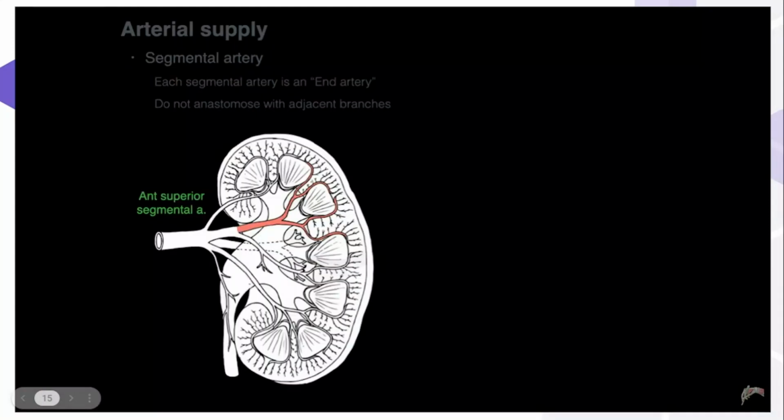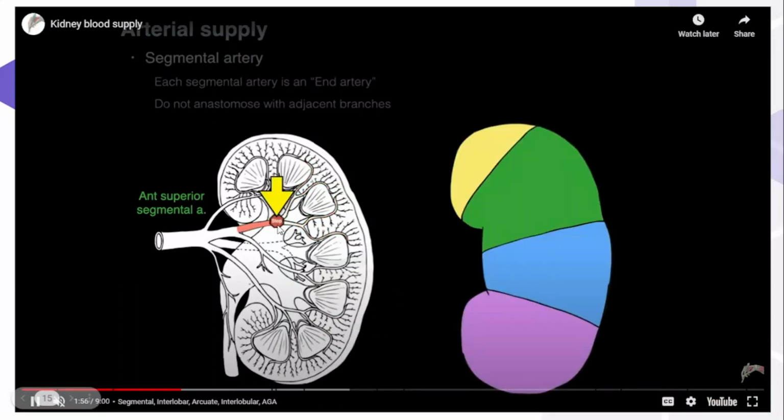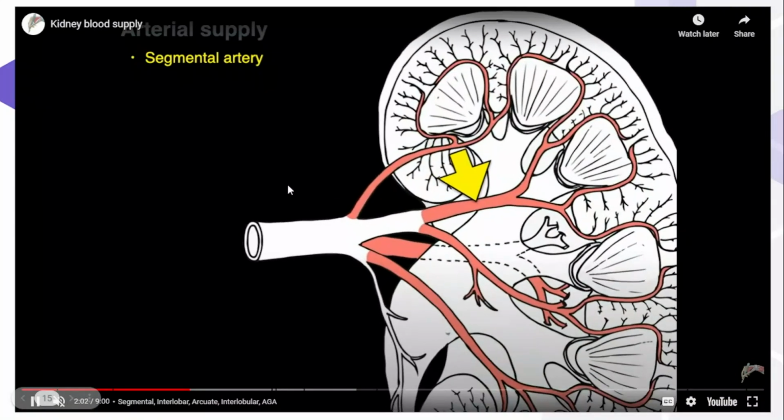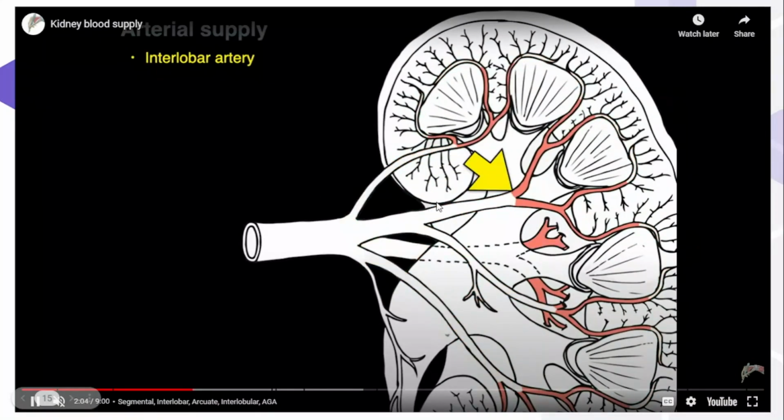Each segmental artery is an end artery and does not anastomose with adjacent branches. The anterior superior segmental artery, you can easily see this portion, the anterior superior segmental artery. The yellow arrow here, you can see easily. These are the lobes.